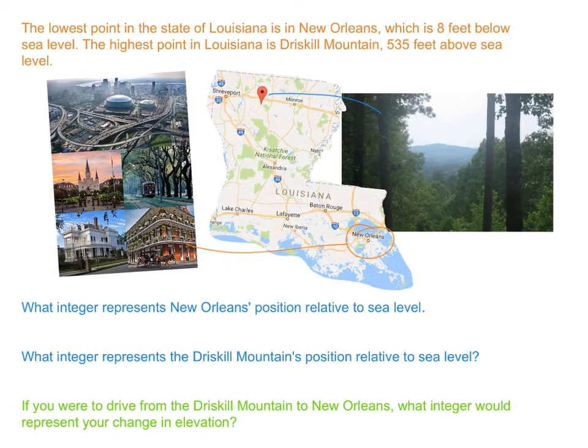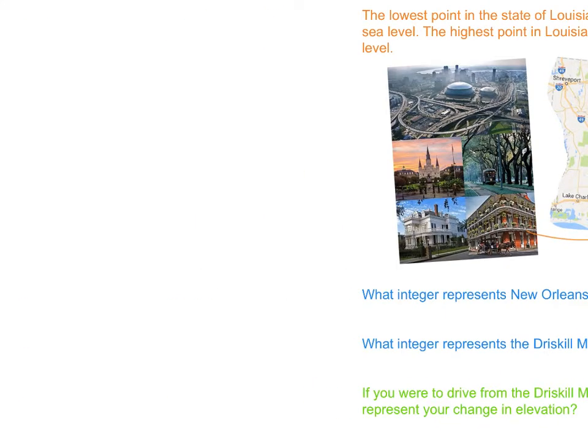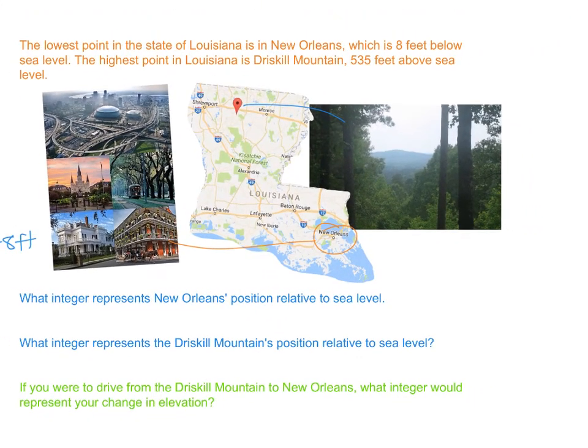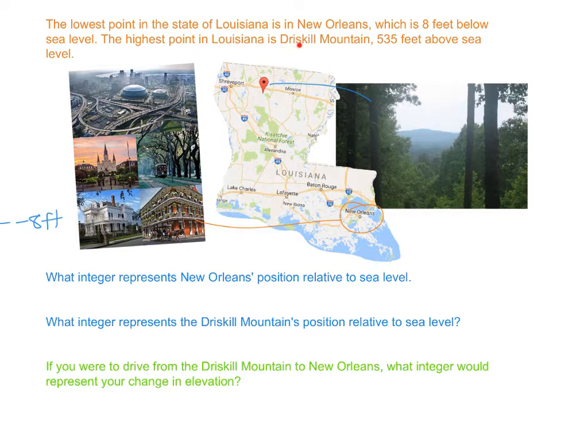So the lowest point in the state of Louisiana is New Orleans, and that's 8 feet below sea level, right? So again, if this is sea level and this is the Atlantic Ocean outside of New Orleans, that's 0. Here's the city of New Orleans, and that's at negative 8 feet, or 8 feet below sea level is another way of saying that. Now, the highest point in Louisiana is Driscoll Mountain, which is 535 feet above sea level. So let's answer a couple questions.